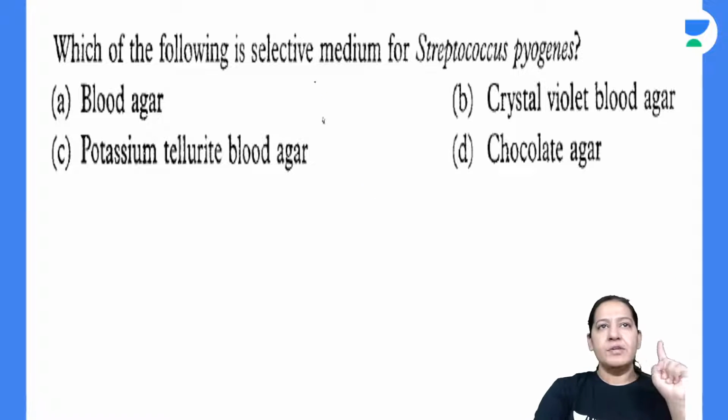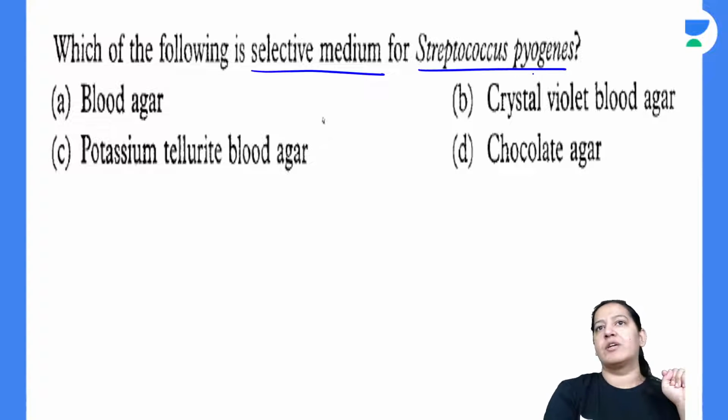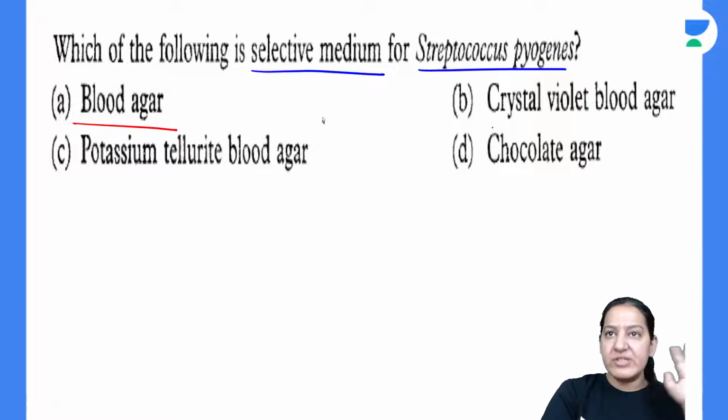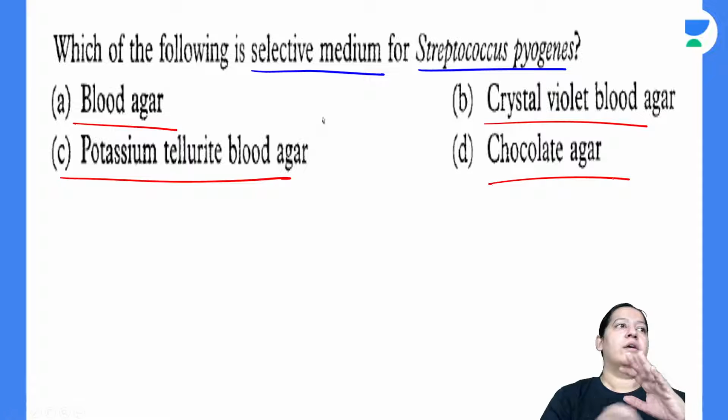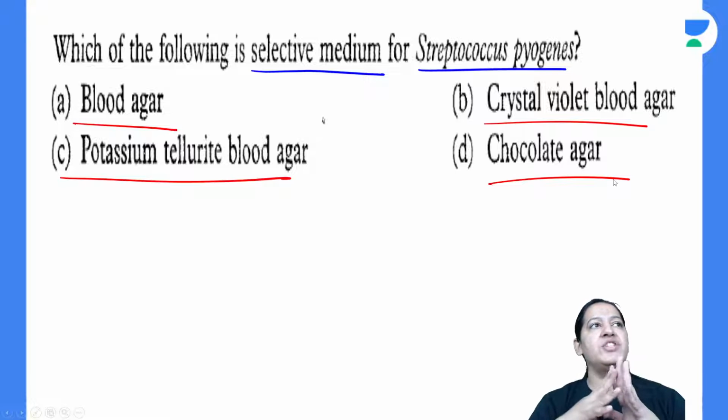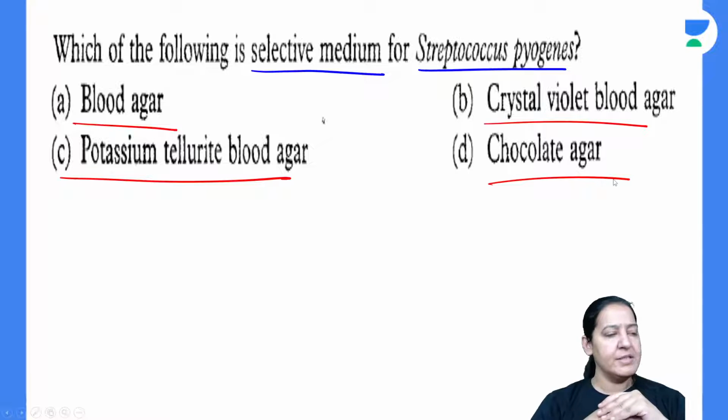Which of the following is the selective media for Streptococcus pyogenes? Tell me the name of the selective media. Is it blood agar? Is it crystal violet blood agar? Is it potassium tellurite blood agar? Or is it chocolate agar? Tell me the answer, Akruti, Abhijit, Anil, anyone who is watching me live. What is the answer for this question?